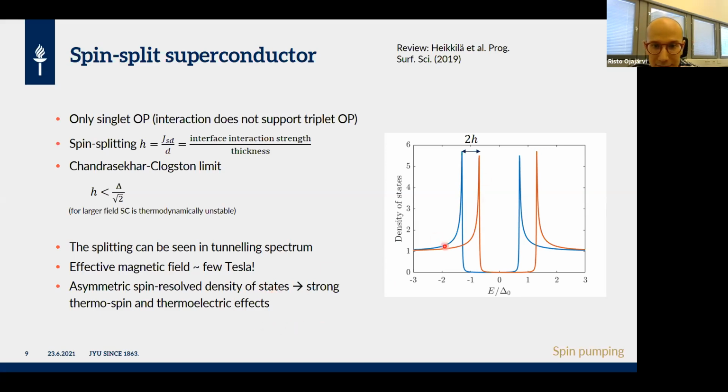And this density of states here, in total it's symmetric, but if you just look at one spin around the Fermi energy, then it's very asymmetric, which means that there are strong thermospin and thermoelectric effects in this system. And here's a review of this spin split superconductor, so there you can find many examples of how this can be used.